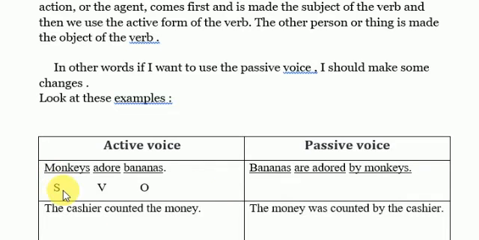In other words, monkeys, which is the subject, will be put at the end of the sentence in here. Adore, which is a present simple verb, as you can see, should be transformed into are adored. Are refers to bananas as a plural form. The verb adore changes into are adored. In other words, the action is on bananas. My attention is on bananas. That's why I should transform the verb also.